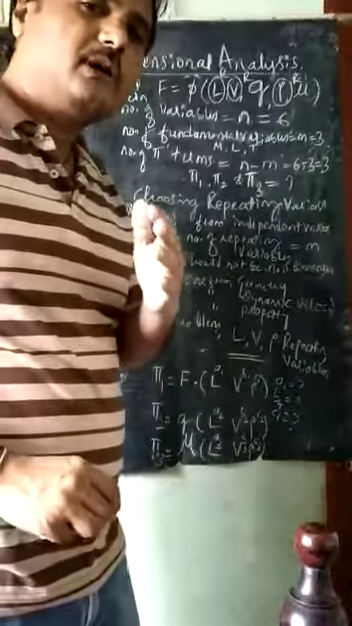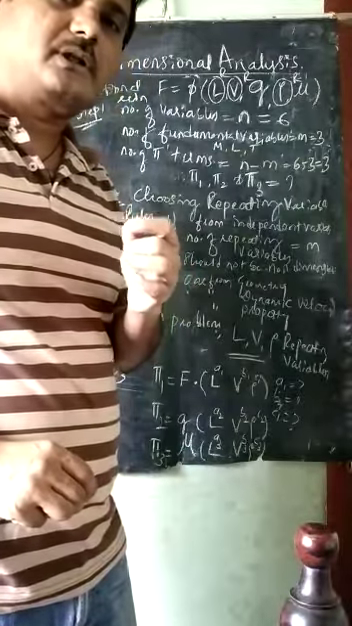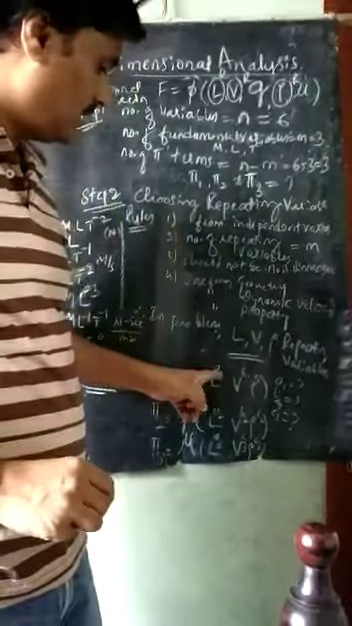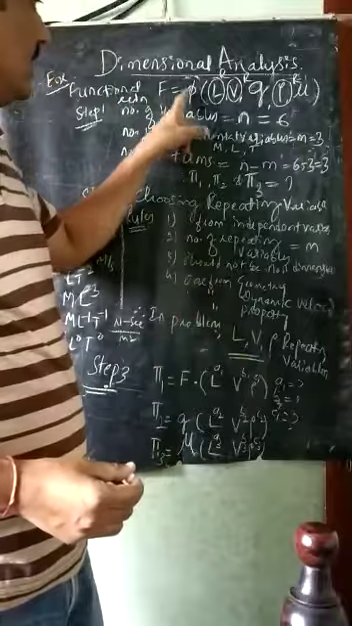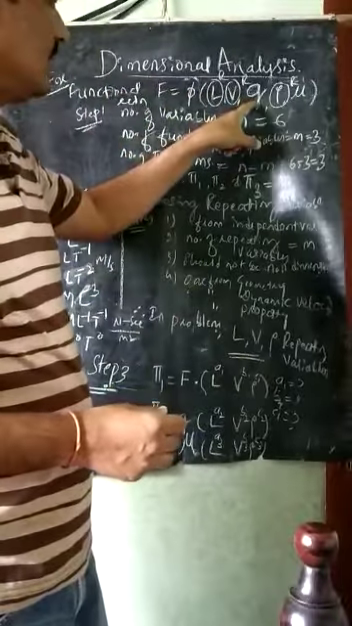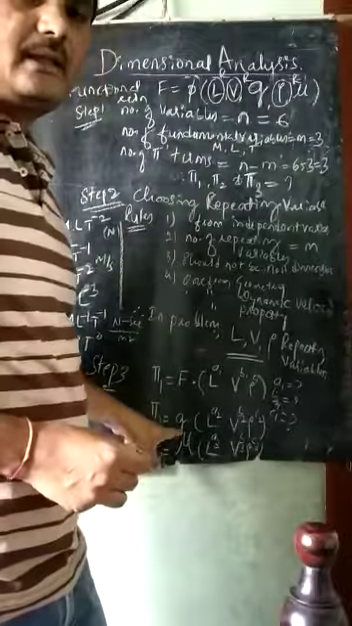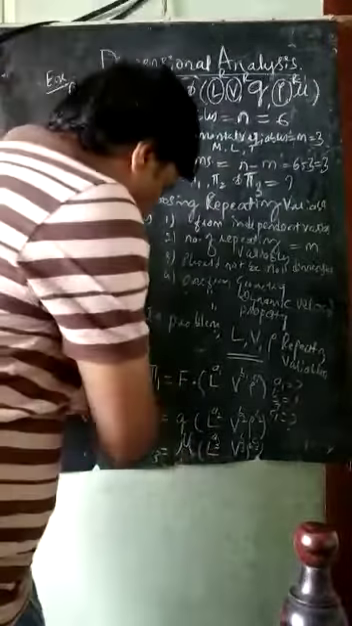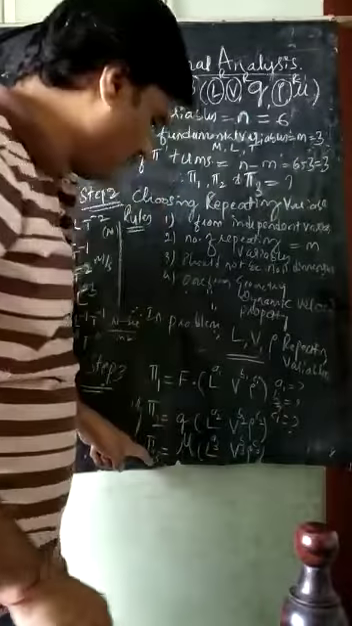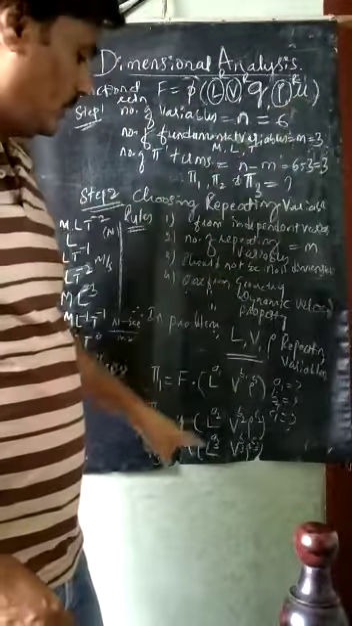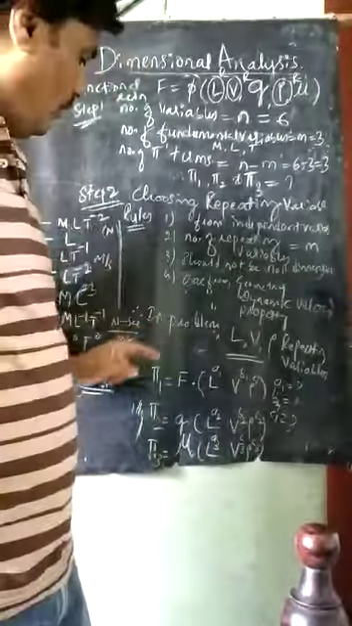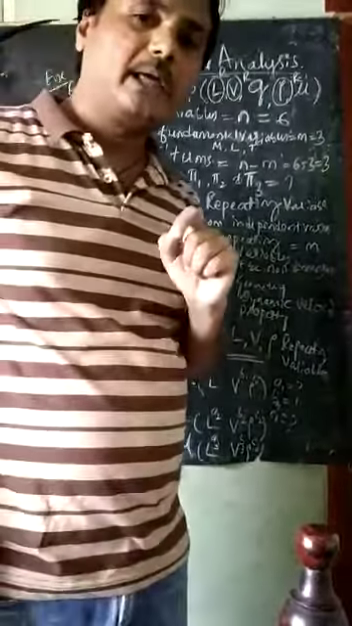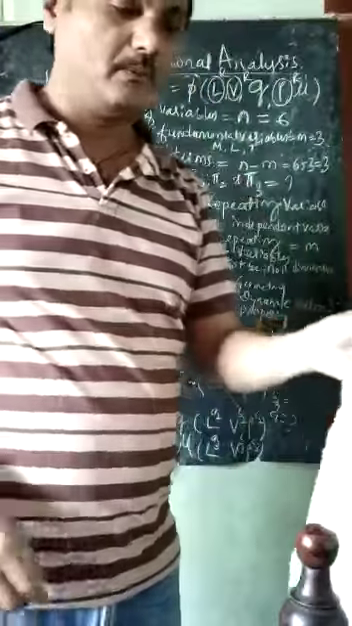Similarly, I can write the functional relationship for pi 2 with the same repeating variables, but the powers must have different notations. Here I have taken A1, B1, C1; here I will take A2, B2, C2. F is already used, so the other remaining variable is G, which is taken here. Similarly I will continue for pi 3. The remaining variable is mu, in the bracket with the repeating variables and powers A3, B3, C3. One by one we will apply dimensional homogeneity to find the values of the powers A1, B1, C1.